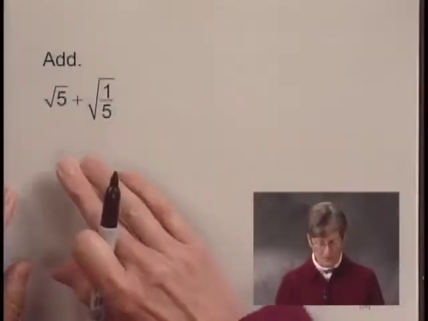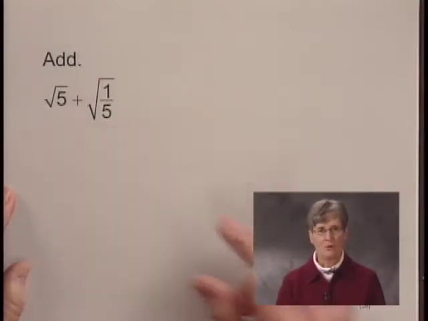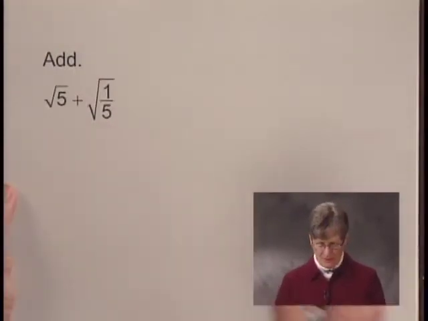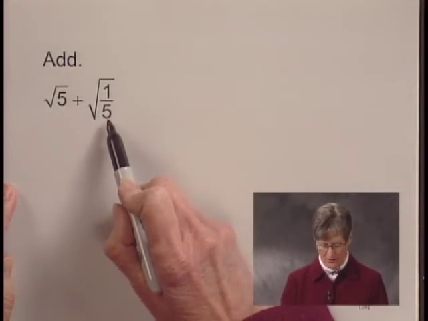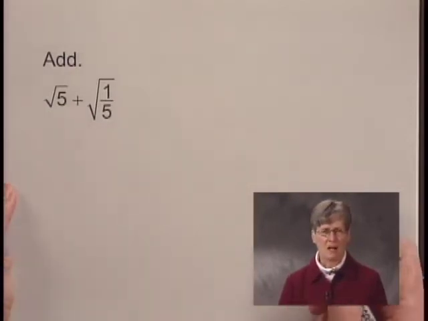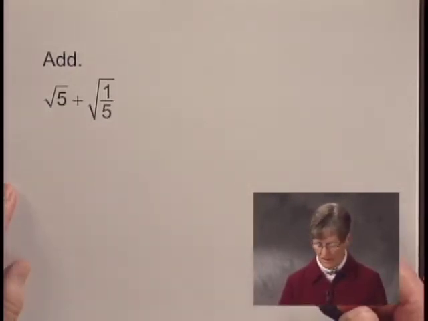In this exercise, we'll add two square roots. We have the square root of 5 plus the square root of 1 over 5. And the first thing I'm going to do here is to work with this second square root and rationalize the denominator and then see if that will simplify the addition.